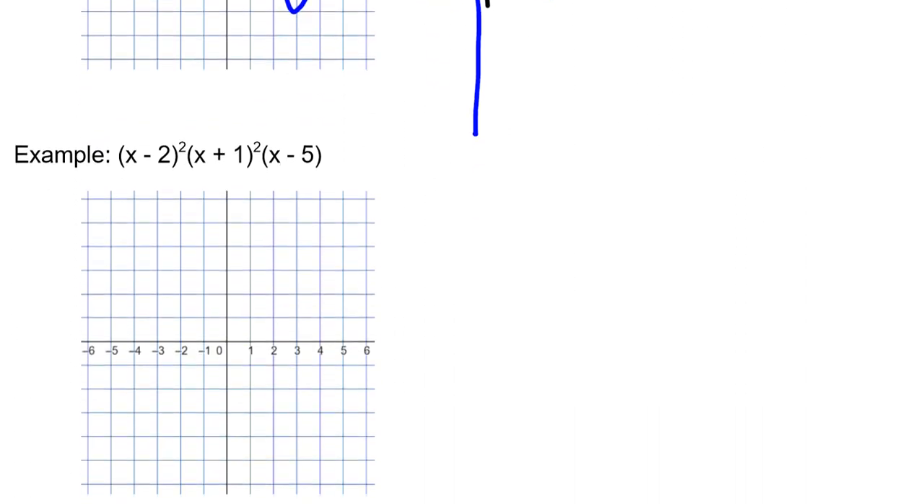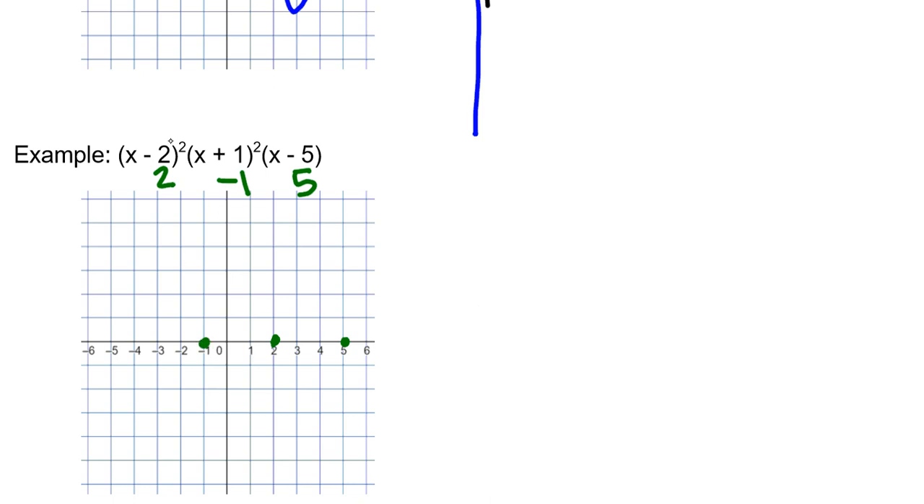Okay? So again, we have 3 zeros that should be plotted on my axis. So I have a 0 that should be at 2. I have a 0 that should be at -1. And I have a 0 that should be at +5. So 2, 5, -1. Those are all my zeros.